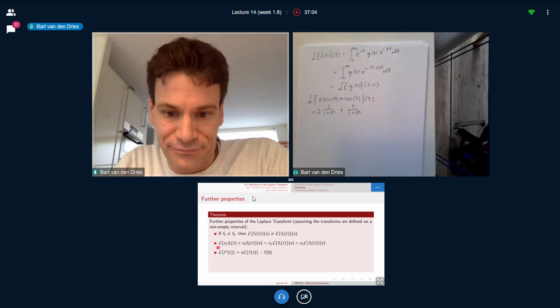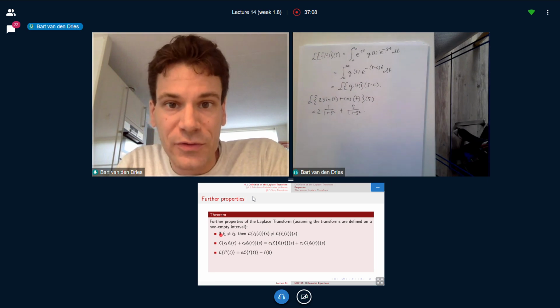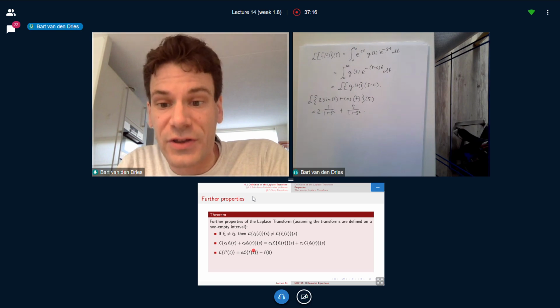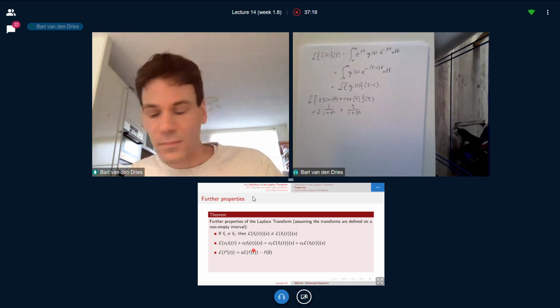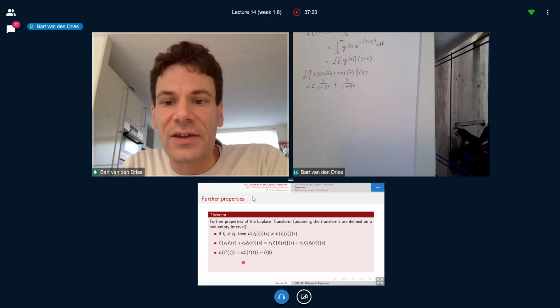And then this one is really important. This one is what we will use to solve differential equations, actually. The Laplace transform of a derivative can be expressed in the Laplace transform of the function itself. Of course, here I am assuming that all functions are nice in such a way that the Laplace transform exists. That's an overall assumption here.